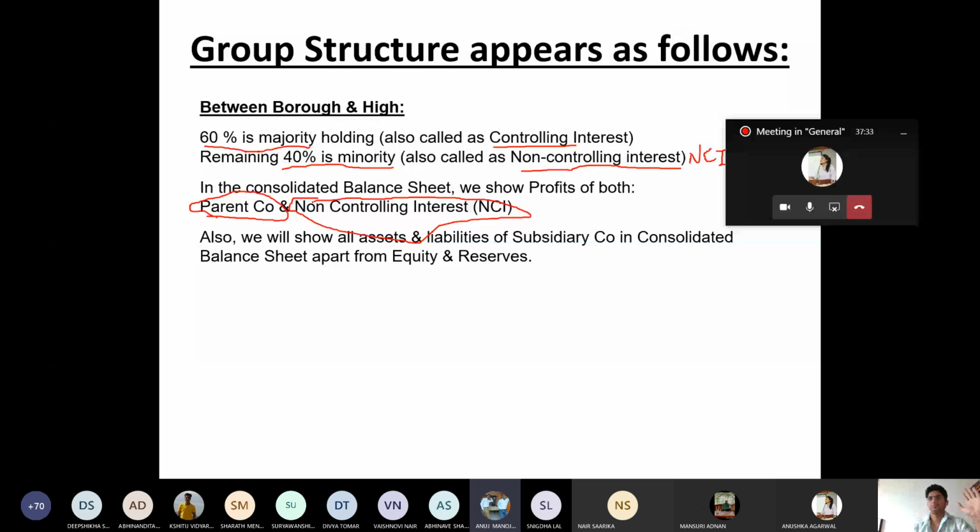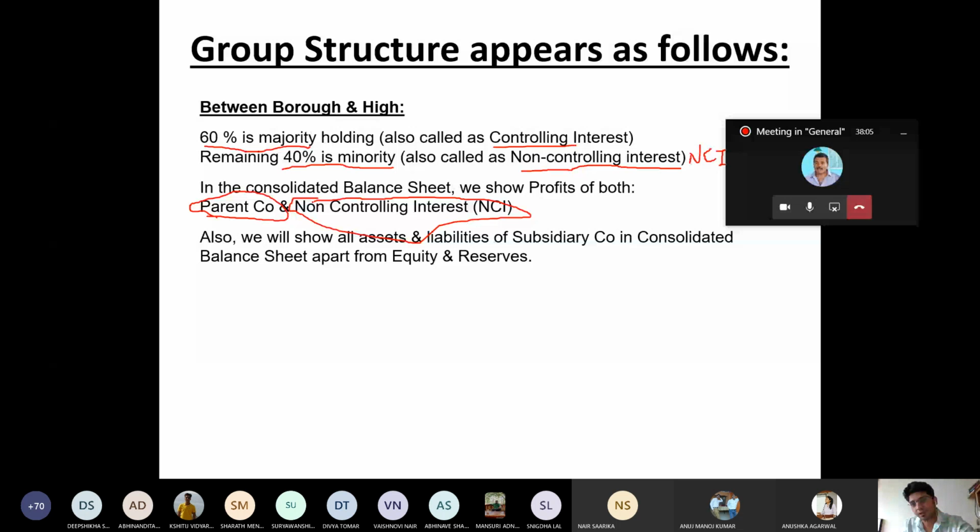There is a difference between control interest and non-controlling interest, right? Because 60% is what we control, 40% is what we do not control. If we are not controlling, it becomes non-controlling interest. So what are the major points we have for control? It is your percentage holding that decides.